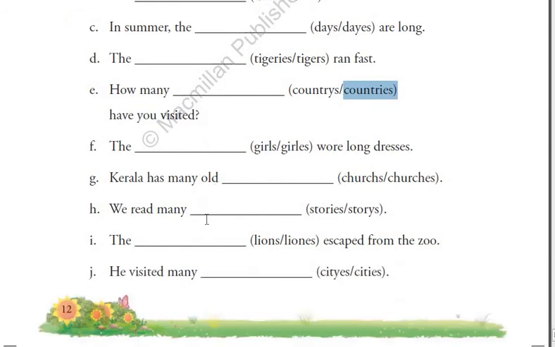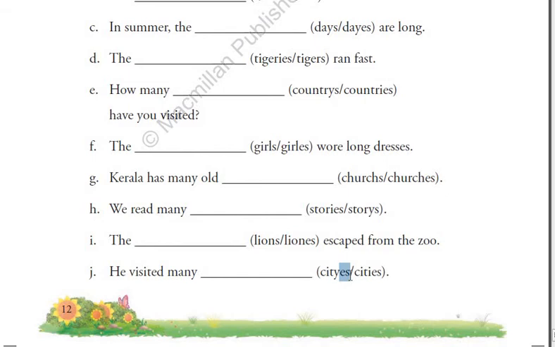Correct. Similarly, let us solve some interesting blanks rather than just solving the easy ones. Okay, so here, sentence J. Now my dear students, let me read the question first, as I always do. He visited many dash. Again, two options, both are in plural form. One is correct, the other is incorrect. You have to select the correct option here.